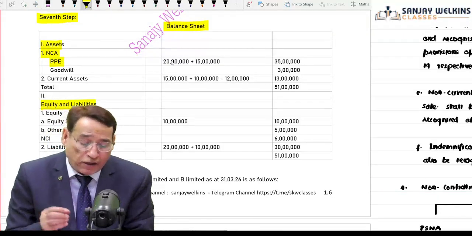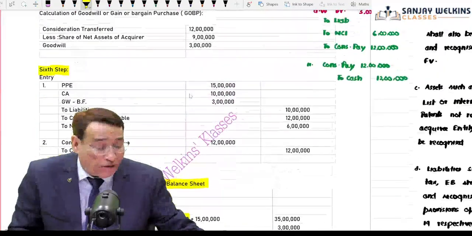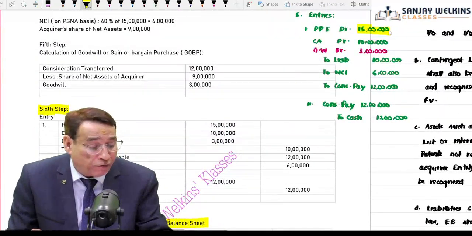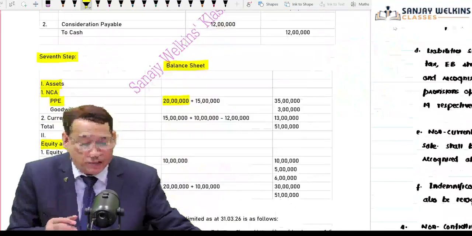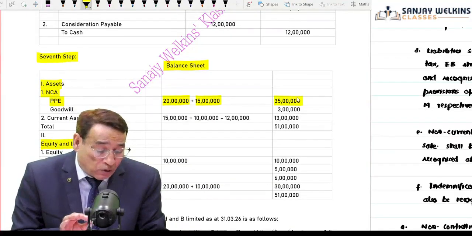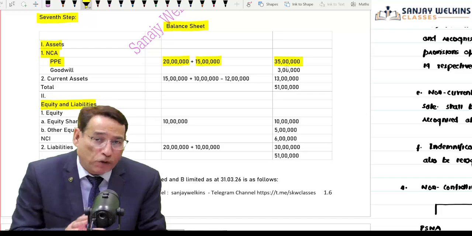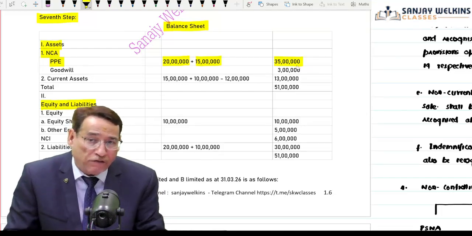You are the acquirer entity. You will write your property, plant and equipment 20 lakh. Now you have just written this entry. You have taken over 15 lakh worth of property, plant and equipment of your acquiring entity. So you are going to add it. And this is known as consolidated amount. So in the balance sheet, the consolidated amount of property, plant and equipment will be equal to 35 lakh.